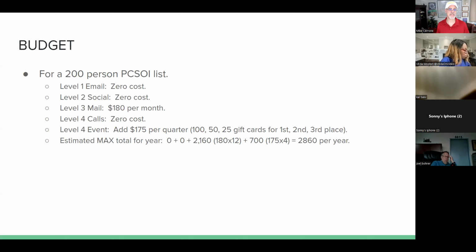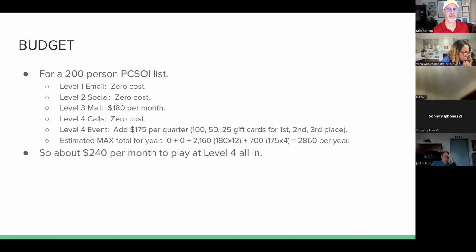But here we go. We got the estimated max total for the year. 0 for level 1, 0 for level 2, level 3 total would be about $2160 for the year. And for level 4, if you do the events, it's about another $700, and you add that all up, it's $2860 for the year. And so in total, it's about $240 a month to play at the highest level, level 4. I got to believe that just about everybody on this call can handle a $240 a month budget to be playing at level 4.